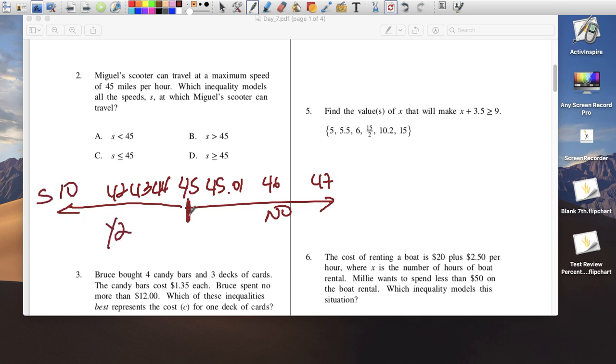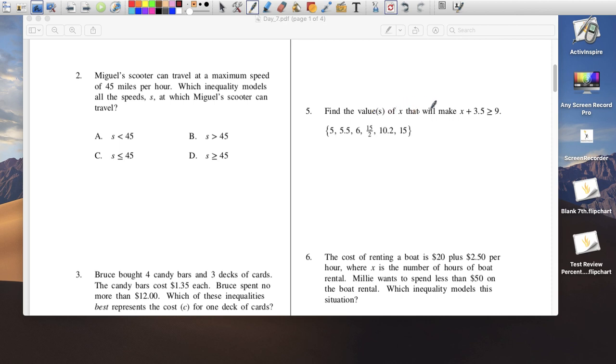So I'll put a line on 45. And if I were to graph the inequality, can it be 45? Yes, it can. What else can it be? It can be 44, 43. So it's like this, and it points that way. So the speed has to be compared to 45. What does the speed have to be? Well, it has to be less than 45 or even equal. So we are looking at A.